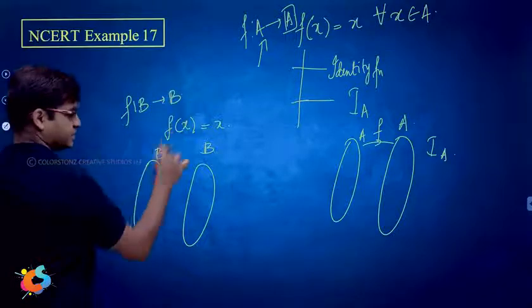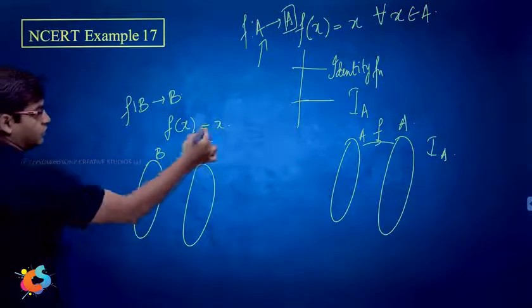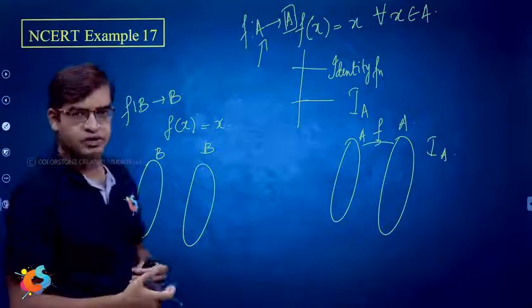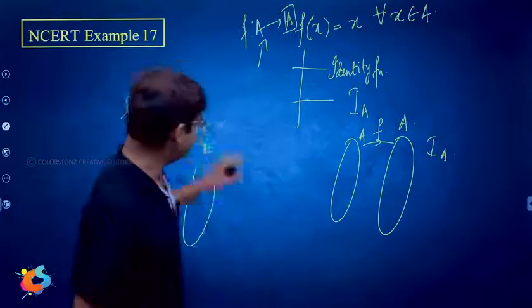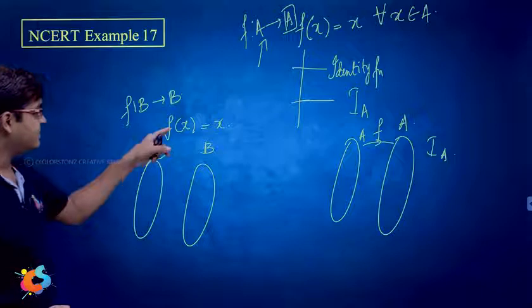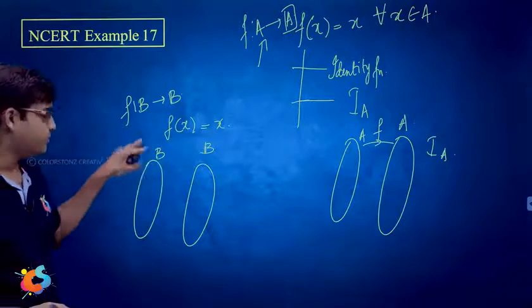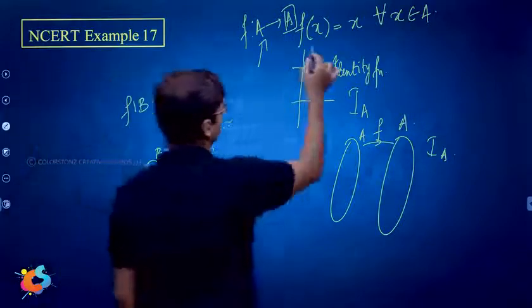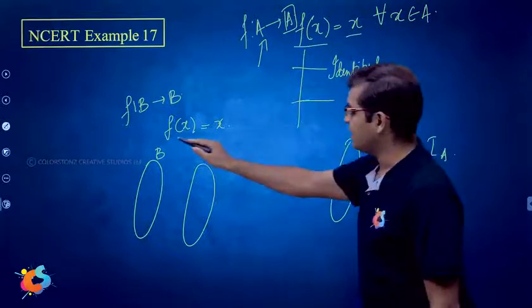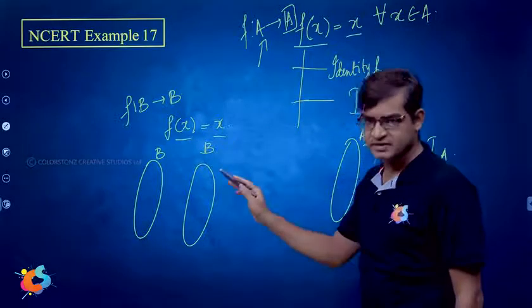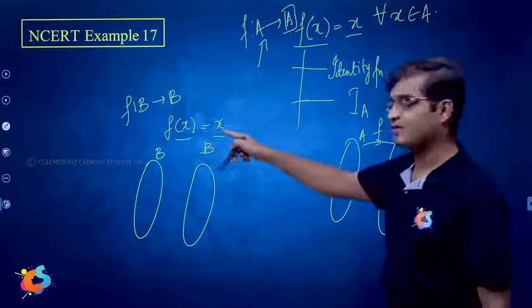Okay. And the codomain is also the same set. So here also, whatever is the input, the output is the same thing, but this is a different function because this x which we have here is coming from a different set. If you say f of x is equal to x here, also f of x is equal to x here. Yes, that is correct. But this x is different from this x.